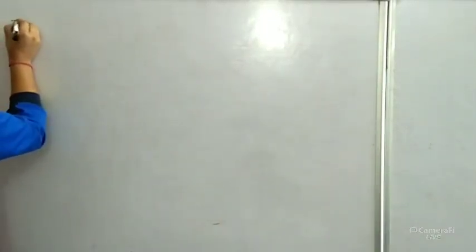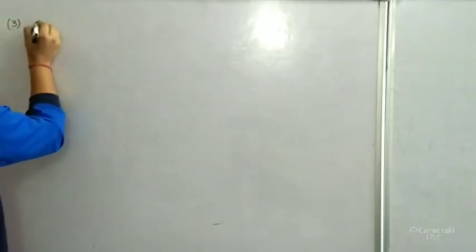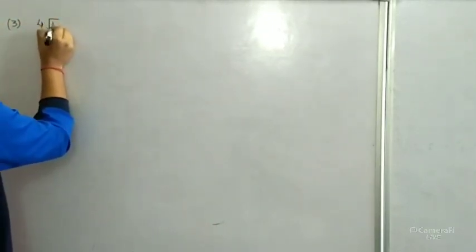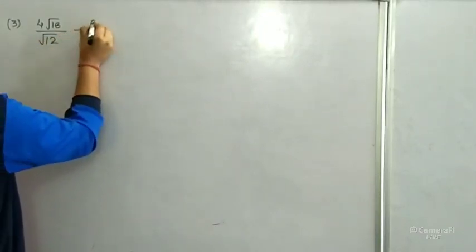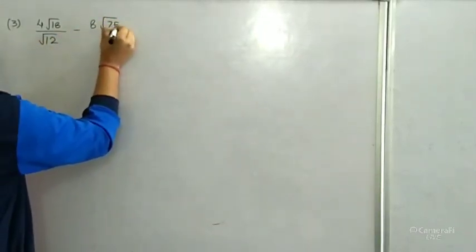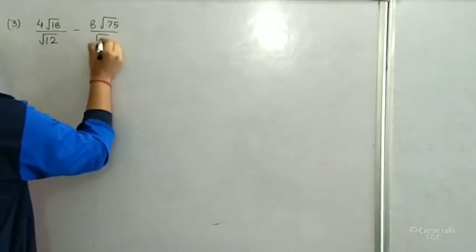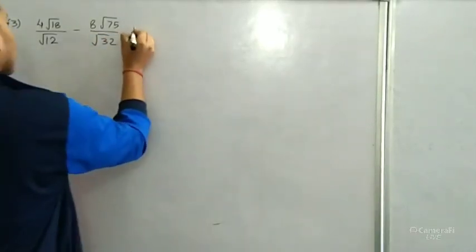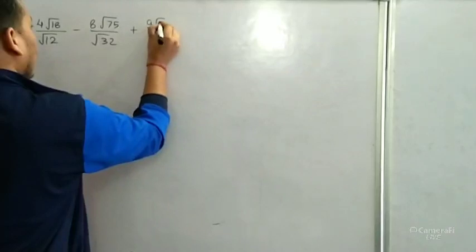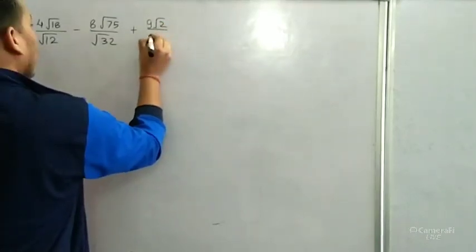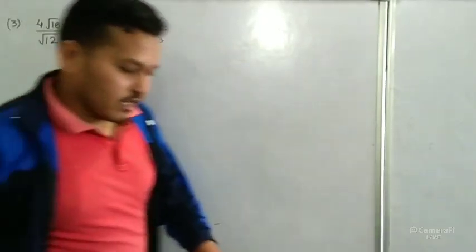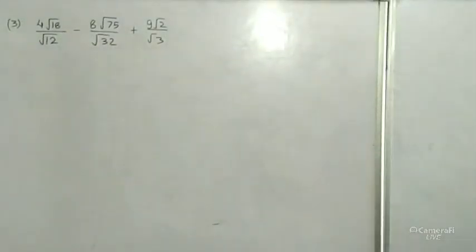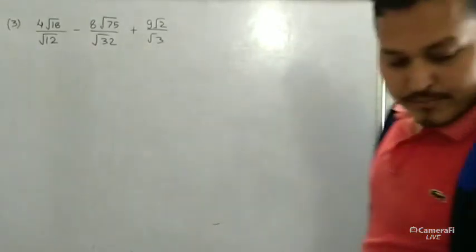Next I am taking the third question. Okay, third one: 4 root 18 upon root 12 minus 8 upon 75 upon root 32, then plus 9 upon root 2 and upon root 3. So same here, we can solve this question by the 2-1 method. One is taking rationalization, or first do simplification.